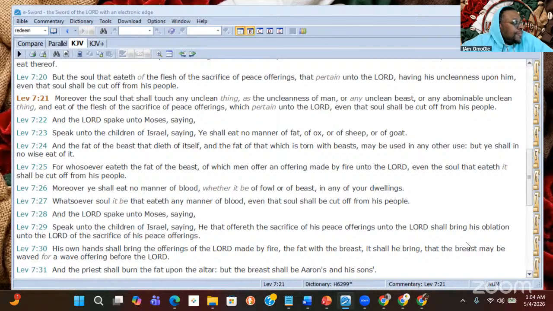Moreover, the nefesh that shall touch any unclean thing, as the uncleanness of man, or any unclean beast, or any abominable unclean thing, and eat of the flesh of the zebach of peace offerings, which pertain unto Jehovah, even that soul shall be cut off from his people.